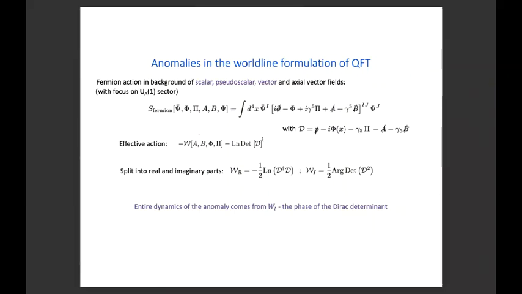Now you can compute the one loop effective action of these fermions in the presence of these fields. That's just a log of the determinant of the Dirac operator, and this has real and imaginary parts. The real part is nothing but a log of D dagger D, so that's manifestly real, while the imaginary part is the argument of this term. We know that the entire dynamics of the anomaly comes from this imaginary part of the one loop fermion determinant, so the phase of the Dirac determinant. This is all Euclidean.